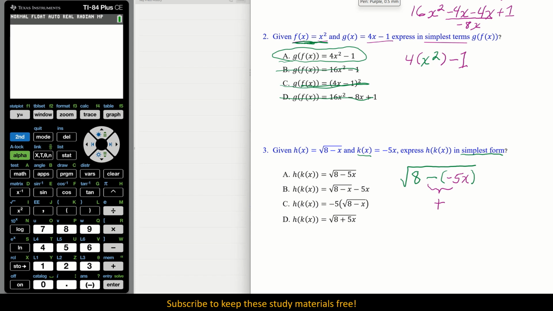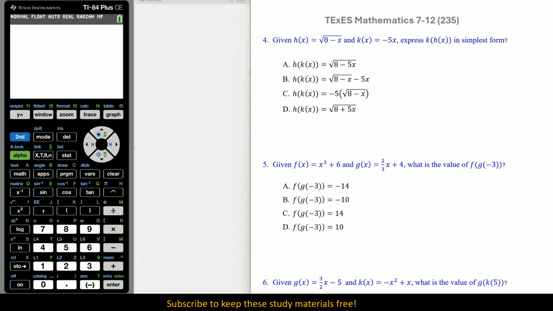So what would match? A is not going to work because they left it negative, so that's incorrect. B won't work because they just added the two together. This is a composition, not an addition or subtraction. C won't work because it's backwards. So obviously B is our option. We'll move to the next one.